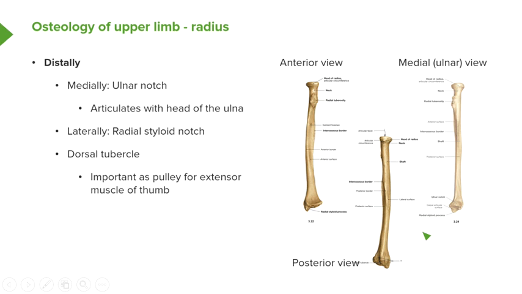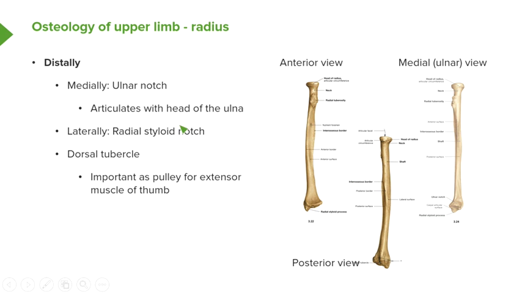If we look at a few more details at this distal end of the radius, then we can see we have an ulnar notch, and this allows articulation with the head of the ulna. We can see this clearly on the medial view, which is the ulnar view. So we can see that clearly here. We've got the ulnar notch allowing articulation with the head of the ulna.